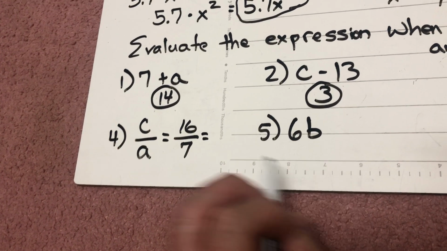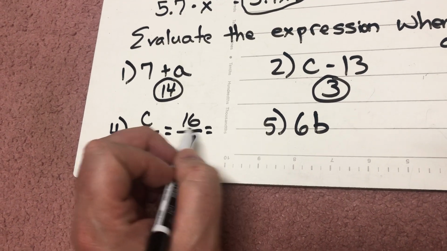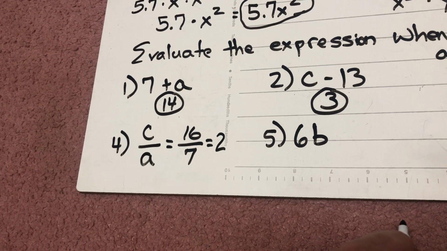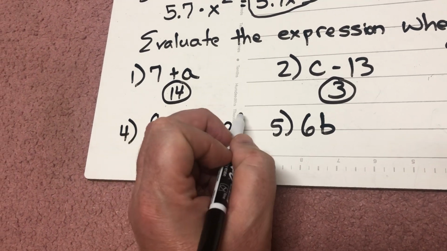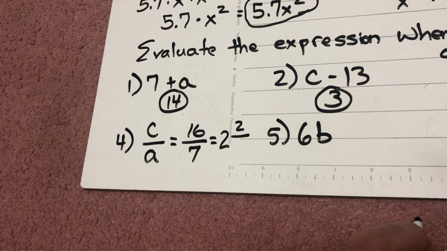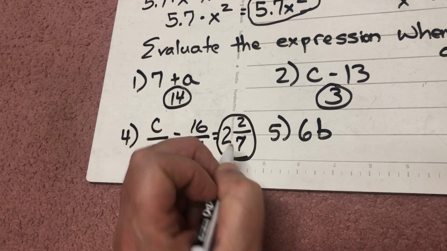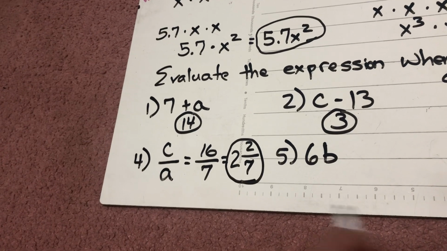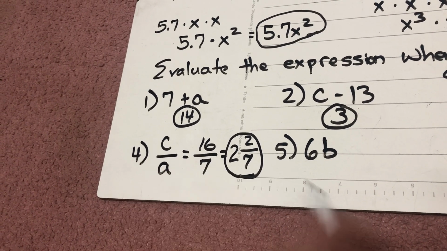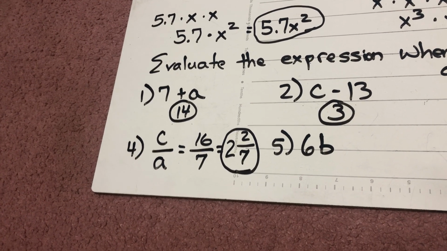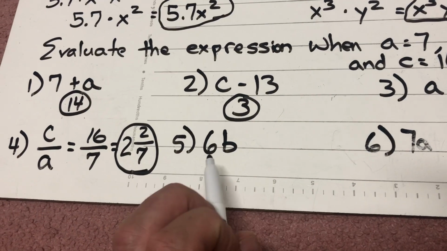If I want to turn it into a mixed number, I can. 7 can go into 16 2 times. If I take 7 into 16 2 times, there's 2 left over. My denominator here is 7, so my denominator here is 7. If I want to make it 2 and 2/7, I can, but as long as the fraction is in simplest form, that's fine. Next one says 6b.